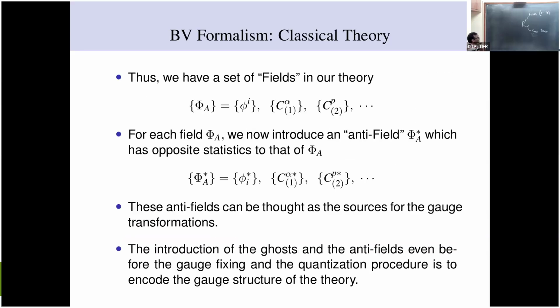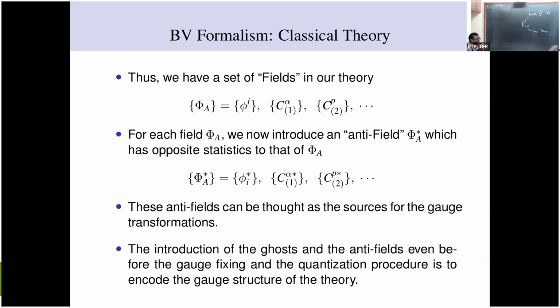So you introduce this set of ghost fields in the system. Let's call all these original fields and all these sets of ghosts the fields of our theory. So we have original fields phi^i, then we have ghost C^alpha1, then ghost for ghost, which is C^P2, then we can have ghost for ghost for ghost, and so on. So all of these, let's call them fields.